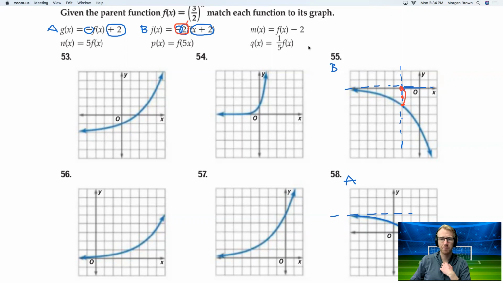Number 3, this one just says -2. So that's just going to be the normal graph, just shifted down 2. So we can see right here, that's shifted down 2. So we'll call that C.